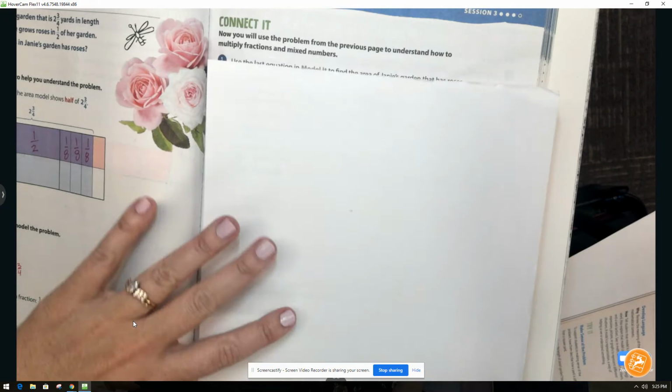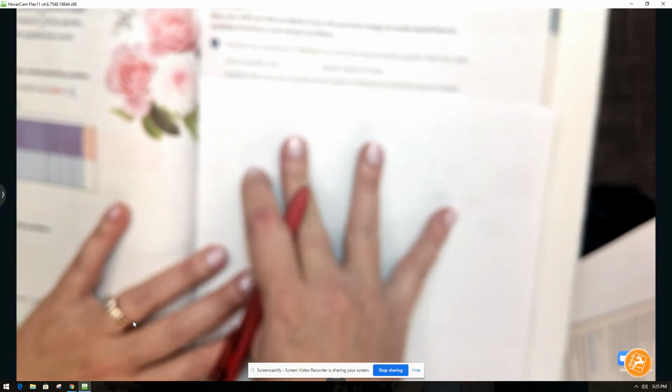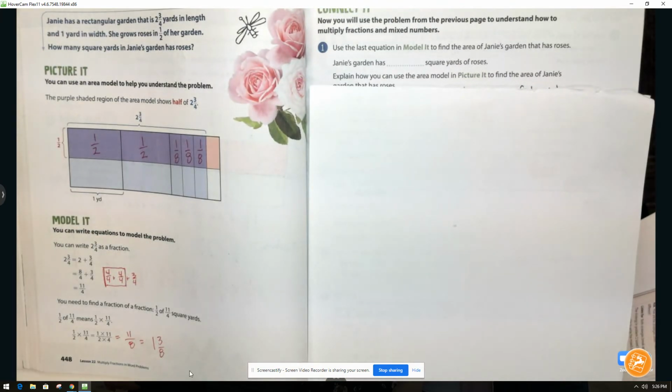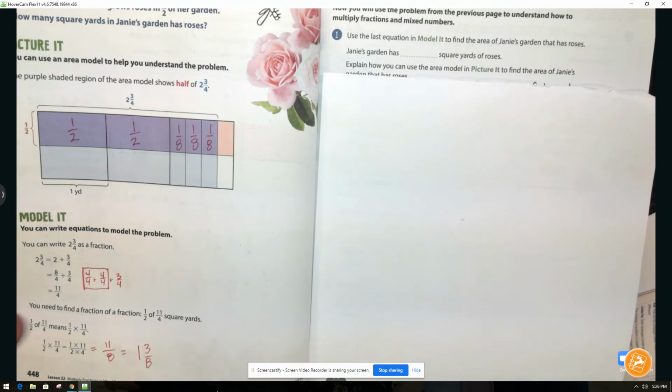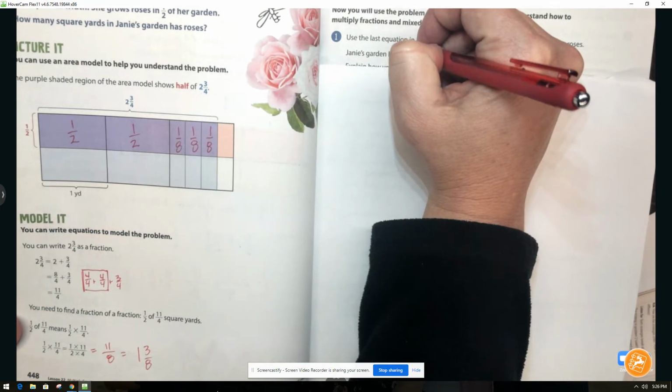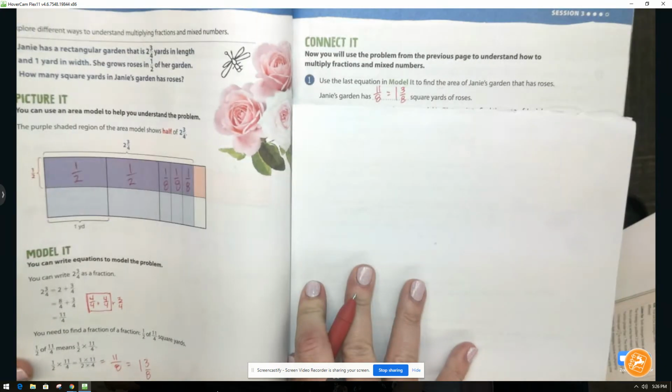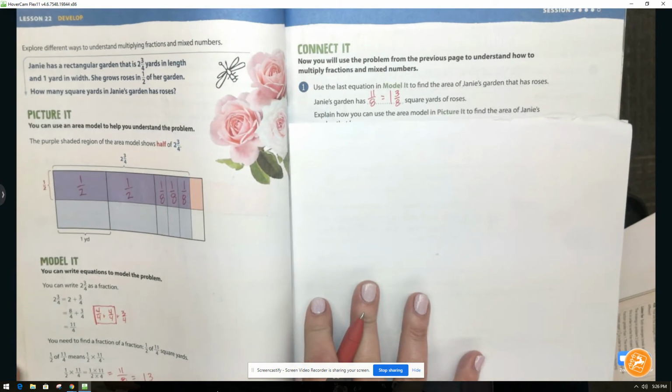All right, so on number 1, it says: use the last equation in Model It to find the area of Jamie's garden. Looking at this section over here at the bottom left-hand corner, you can see that they asked us just to use the Model It and to solve this, which we had done on the last page. So we know that the garden has 11/8 square yards of roses, which is equal to 1 3/8 square yards of roses.